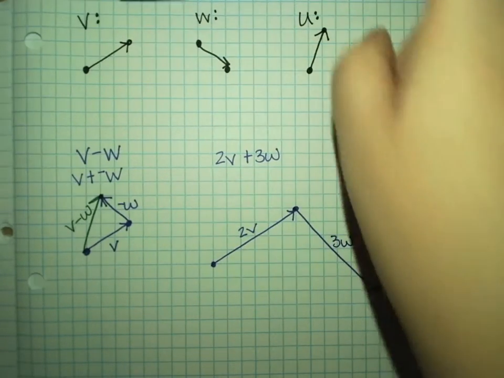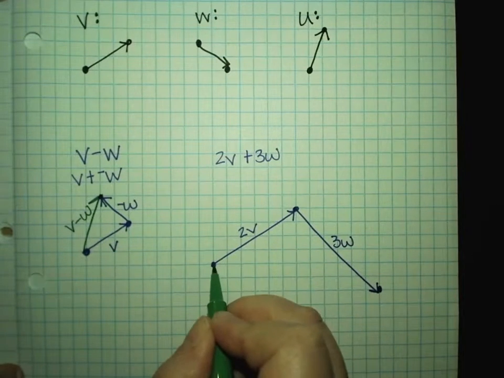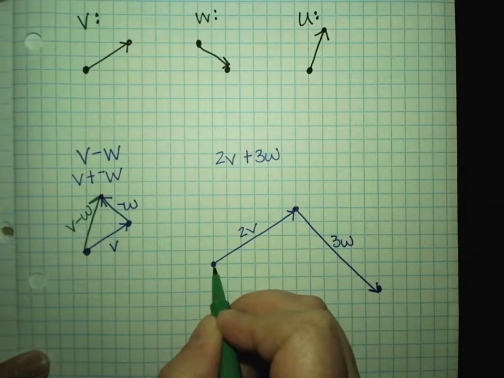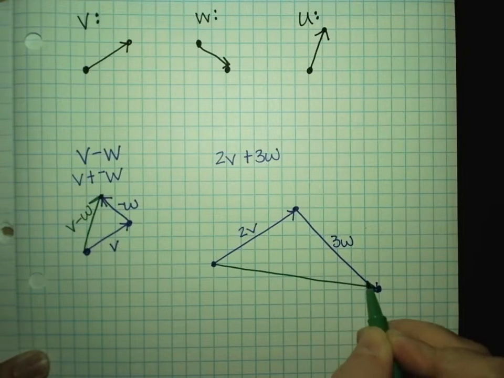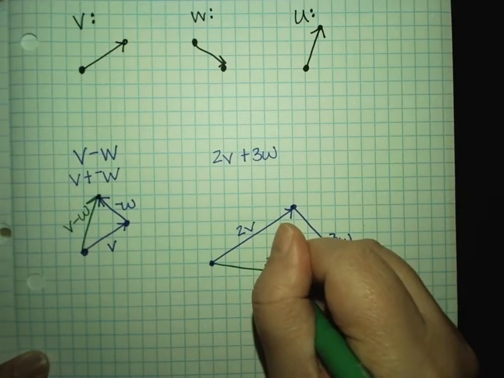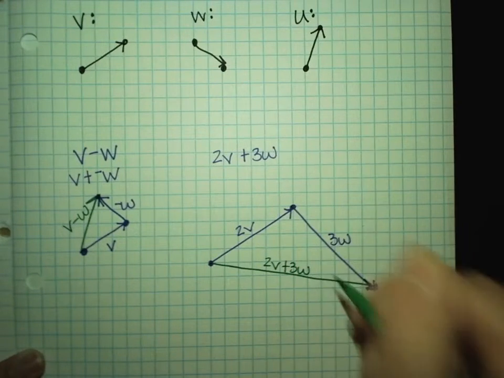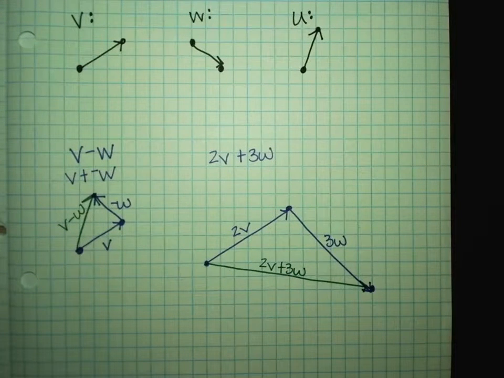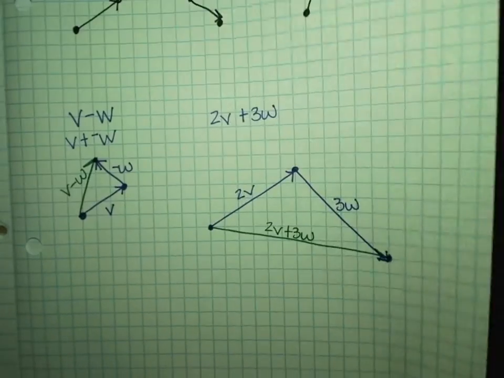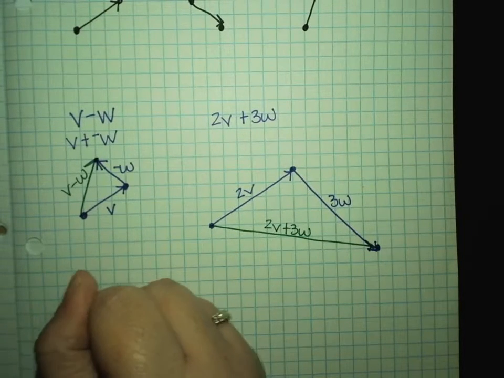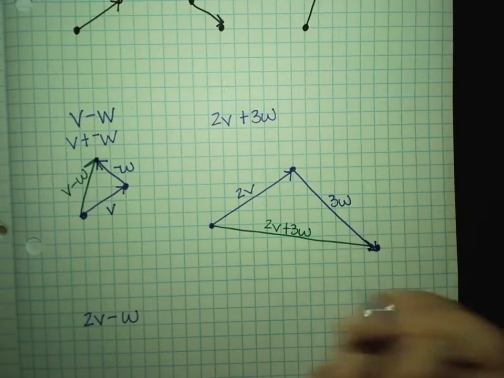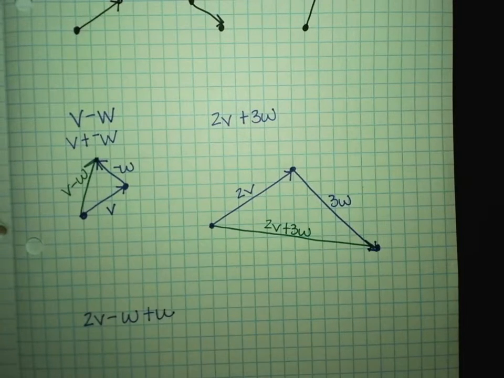There's 3W. So then we can go from the initial point of V to the terminal point of W. And that is our 2V plus 3W. Alright, and then we've got the last one, 2V minus W plus U.